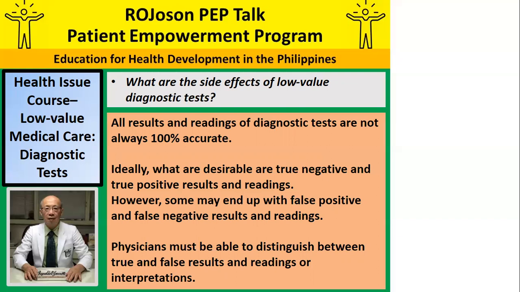Okay. So ideally, what are desirable are the so-called true negative, in talagang wala, or true positive, talagang meron. Okay. However, some may end up with false positive. Okay. False positive means meron pero hindi naman talagang meron. Okay. False negative, wala pero hindi naman talagang wala. Okay. Physicians must be able to distinguish between true and false results and readings or the interpretation.